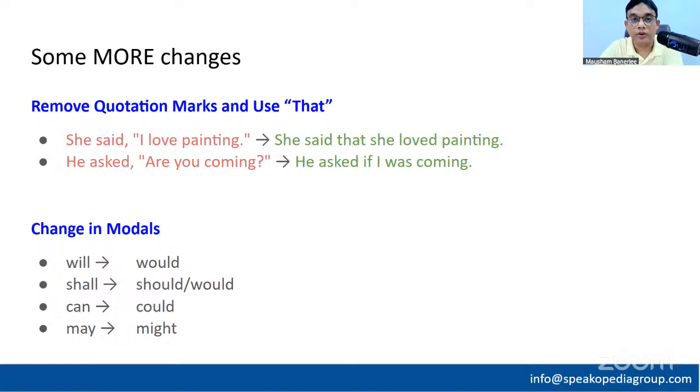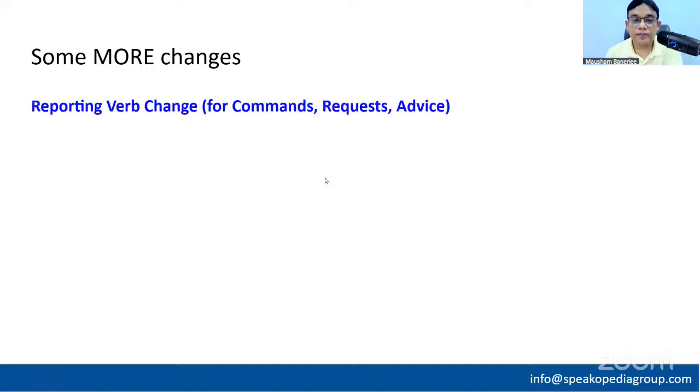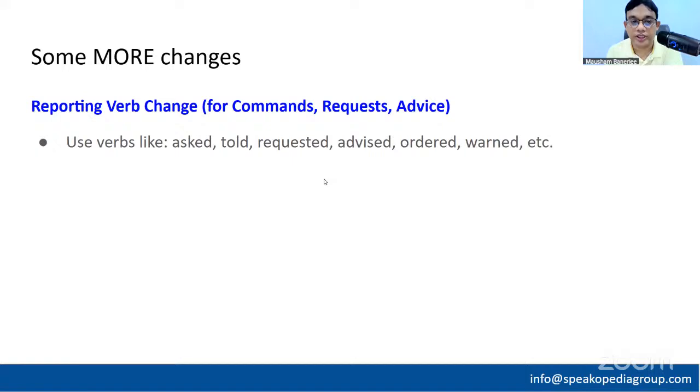Now, let's move ahead. Now, some more changes. If you notice these types of things in direct speech, like command, request, advice, there will be a change. So verbs like asked, told, requested, advised, ordered, warned, that we use during a command. Now see what type of sentence you will understand from the example.